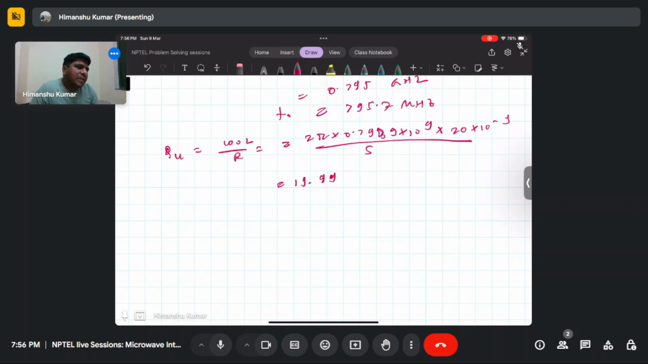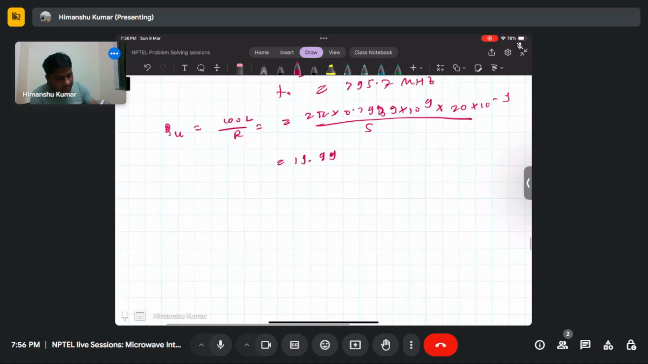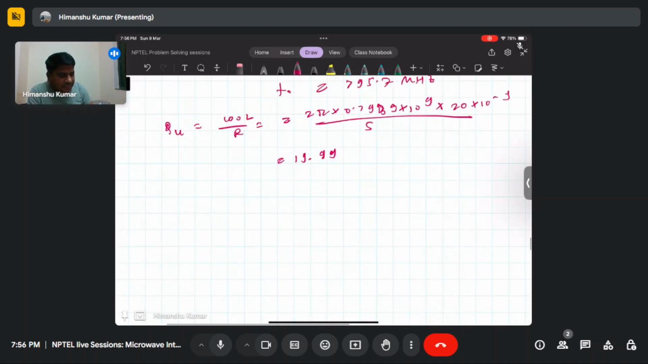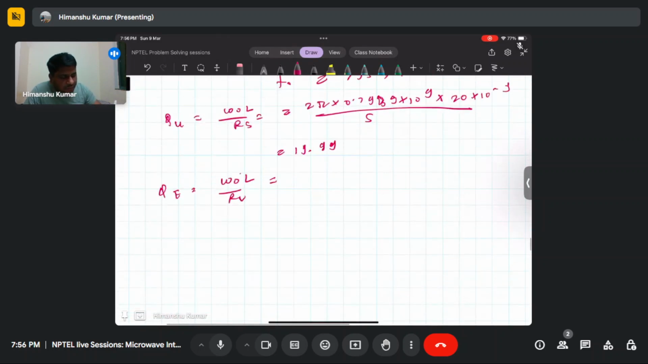This is the internal quality factor, and the external quality factor we can write as omega naught L by RL. Because RL equals RS, this will also come out as 19.99.